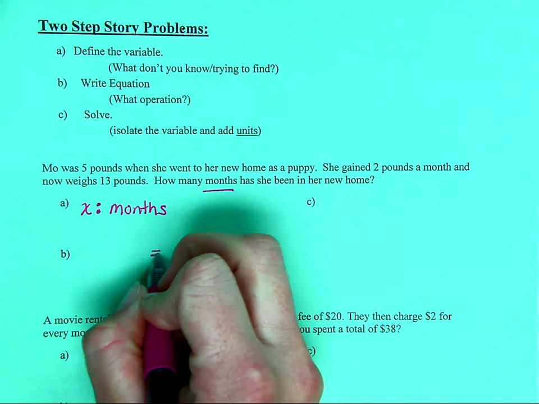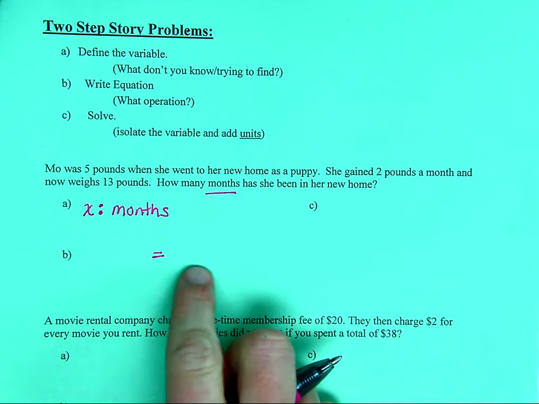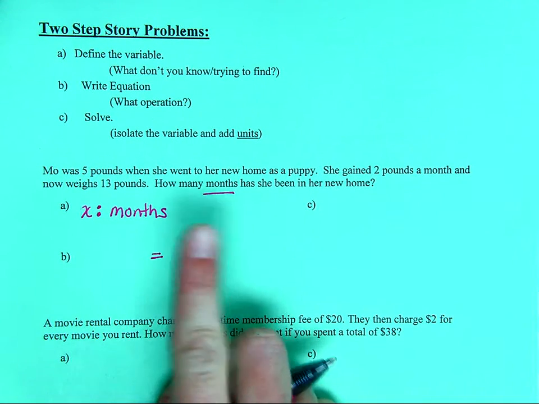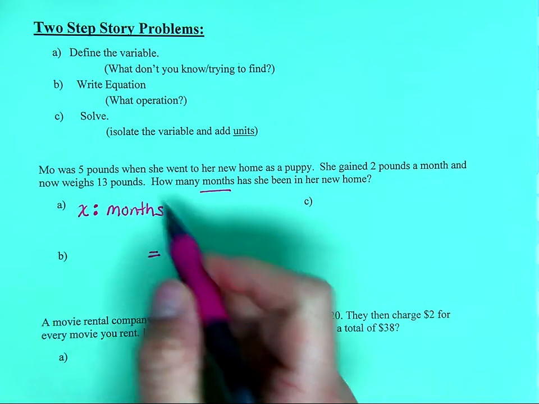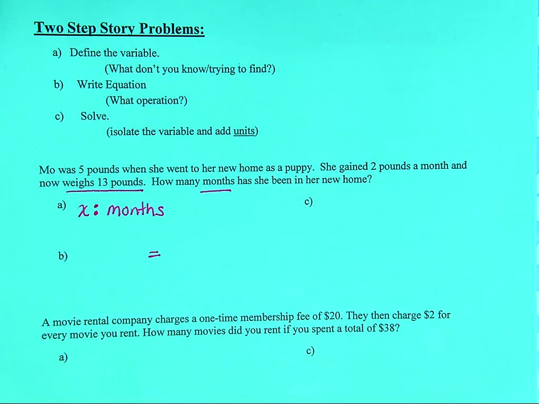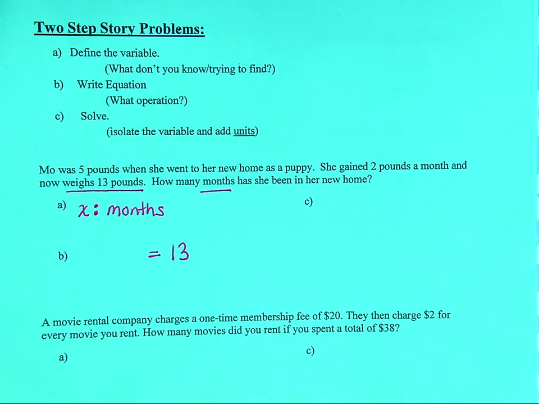So when we go to set up our equation, I know I'm going to have an equal sign, because I'm going to have things on both sides. On one side of the equal sign, we're going to have some type of total. So in this story problem, when I think of a total, it makes me look at this 13 pounds. That's her total weight right now. So I'm going to put 13 over here.